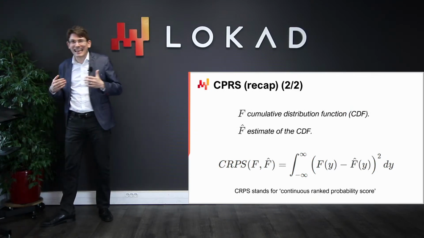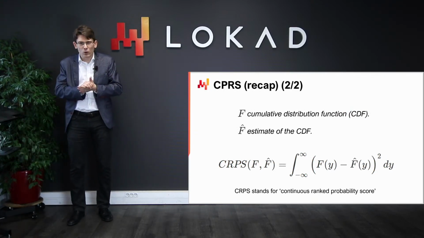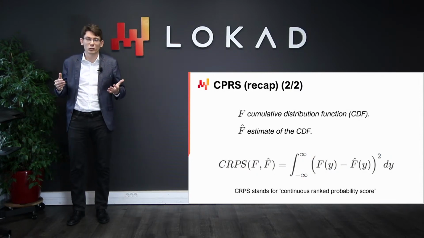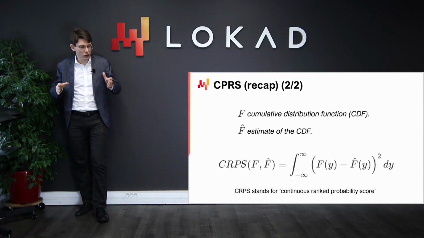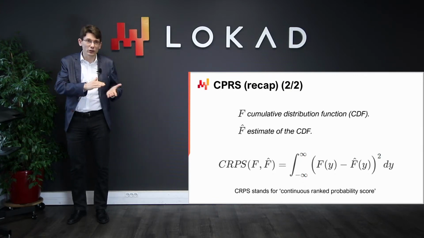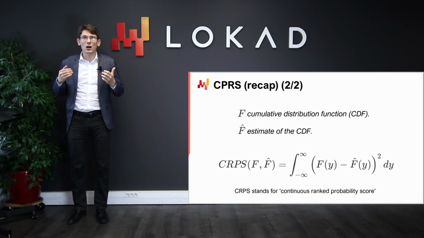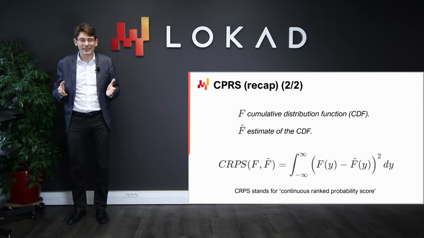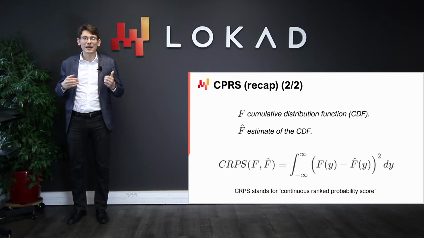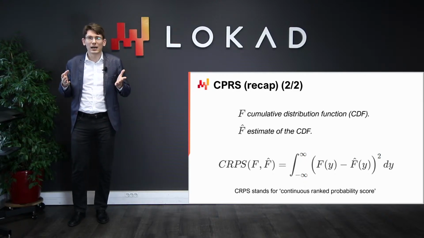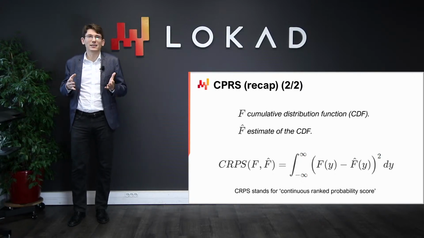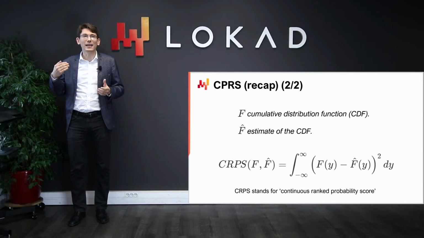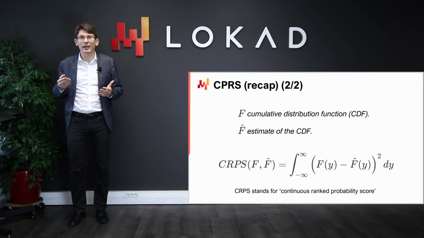The CRPS can be generalized for the comparison of two distributions. This is what is being done on the screen. It's just a minor variation of the previous formula. The essence of this metric remains unchanged. If F is the true lead time distribution, and if F hat is an estimate of the lead time distribution, then the CRPS is expressed in days.